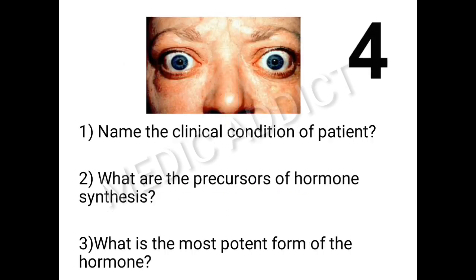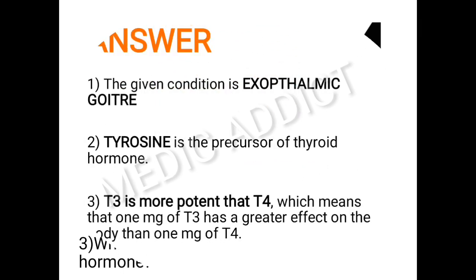The fourth spotter shows the clinical condition of a patient with bulging eyes. What is the precursor of hormone synthesis, and what is the most potent form of the hormone? The clinical condition shown in the figure is exophthalmic goiter. The second question is: what is the precursor of the hormone synthesis?